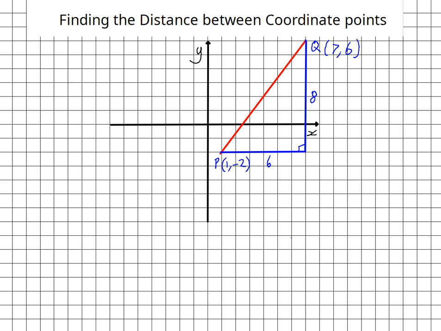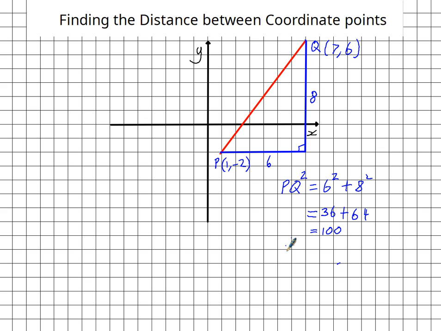Okay, so we're trying to find the length from P to Q. We have the two shorter sides, so we can go back to our Pythagoras. So the length PQ squared is equal to 6 squared plus 8 squared. Remember, it's adding the square of the other two lengths. 6 times 6 is 36. 8 times 8 is 64. 36 and 64 comes to 100. Remember, that is PQ squared.